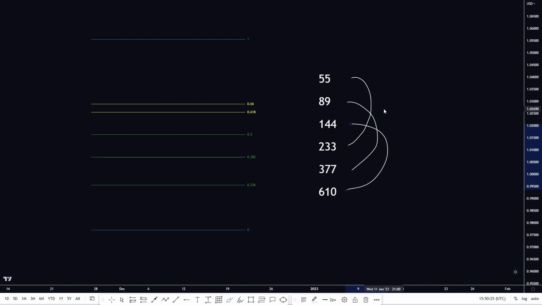And again, if you take 55 and you divide it by 233, you will get a value of around 0.236. And again, if you take 89 and you divide that by 377, you will get 0.236. And this is constantly happening, and this is why these numbers are so important.